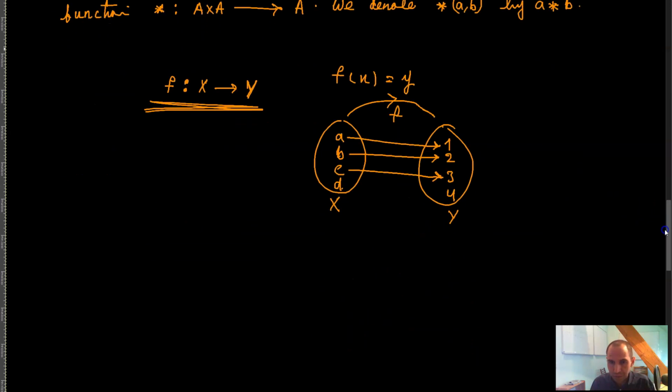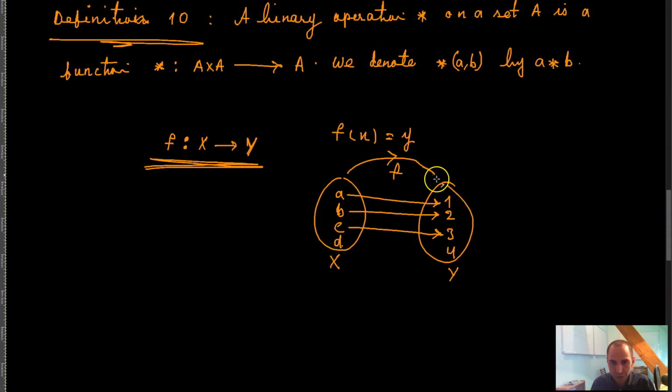And so what that means is that this would not be a function unless you said that f of d is equal to 4, and then that becomes a function. And provided that all of these elements are mapped to something, then this becomes a function.